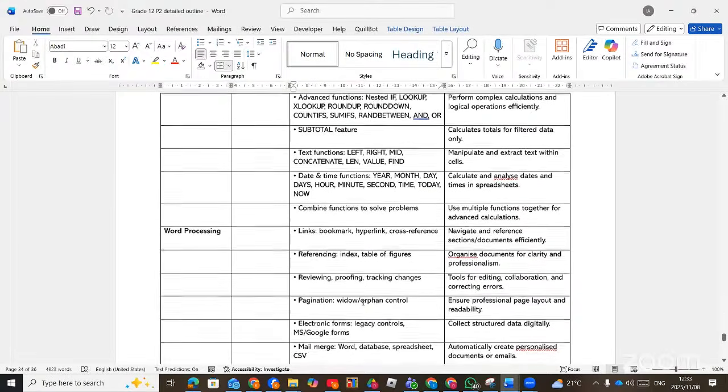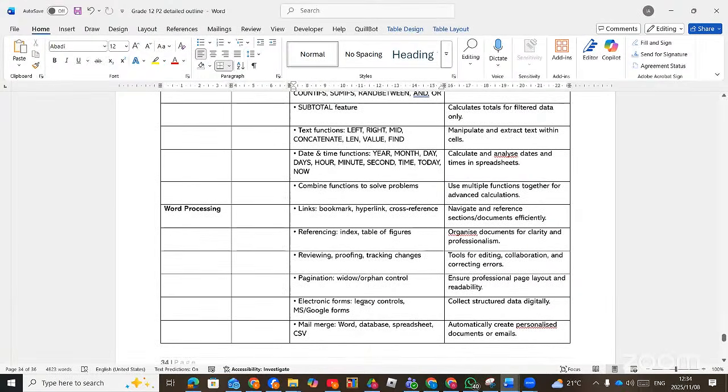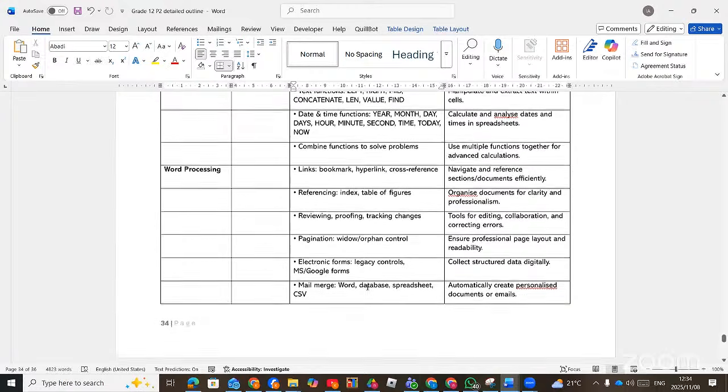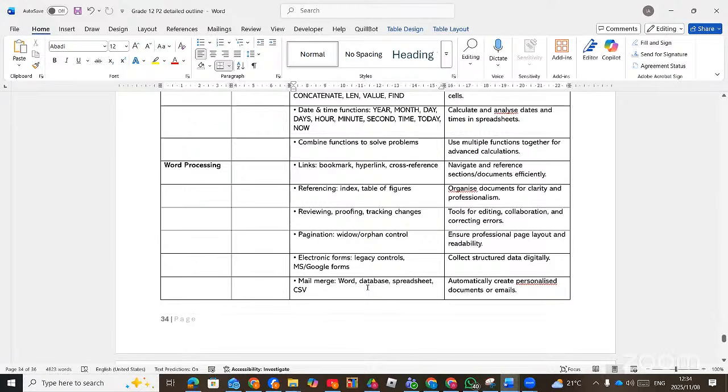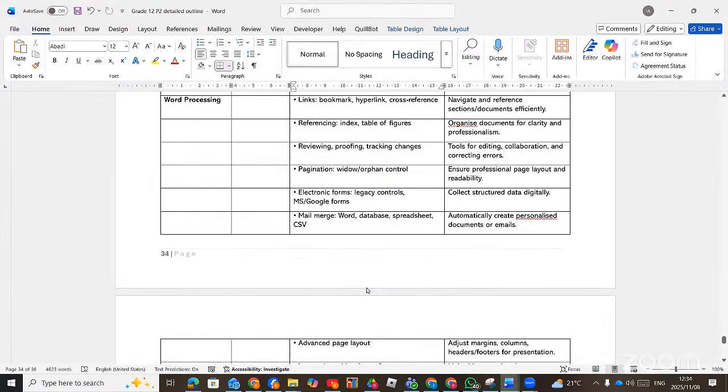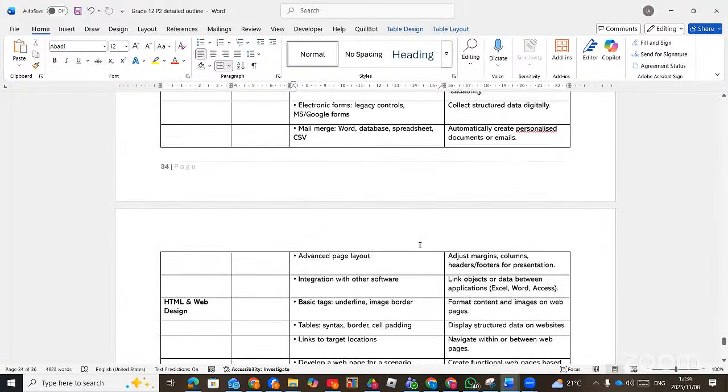Combining functions. Then the Microsoft Word, they normally ask about the layout of the Microsoft Word or the referencing. They can ask you about that. Reviewing, proofing, track changes. When do we use that? Or they will say Microsoft Word features. Mail merge. What are the sources of mail merge? We need Word database and then spreadsheet as a source of mail merge.